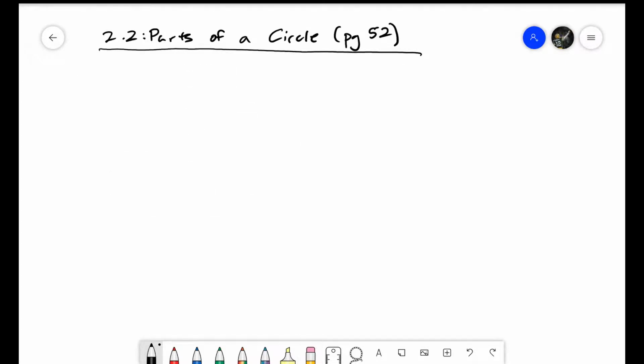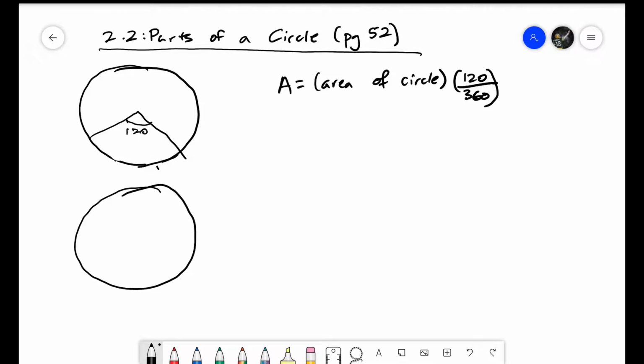Now we'll talk about finding the length of an arc and the area of a sector. To do this, the first step is to find the central angle of the arc. You have to multiply the circumference of the circle by the central angle of the arc, and then divide that by 360. So if you have a 120-degree arc, then the length is equal to circumference times 120 over 360.